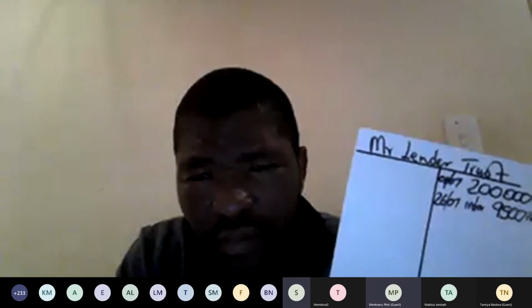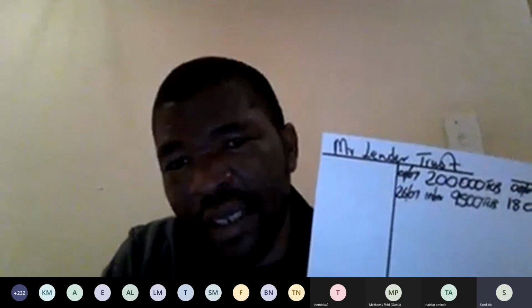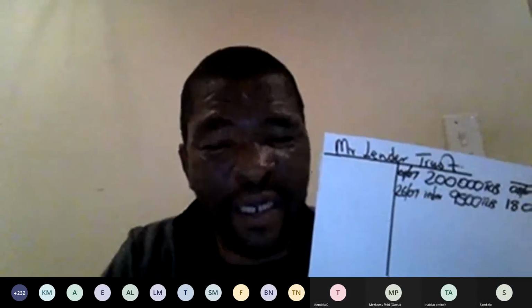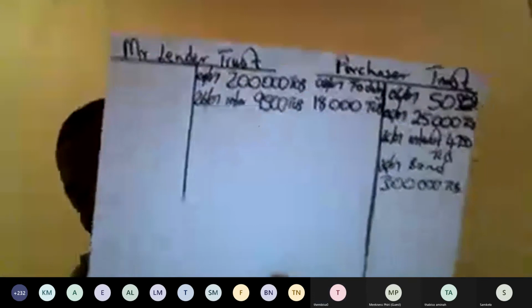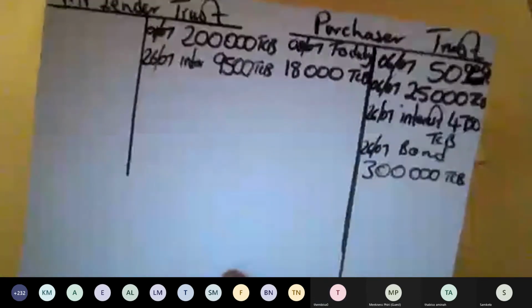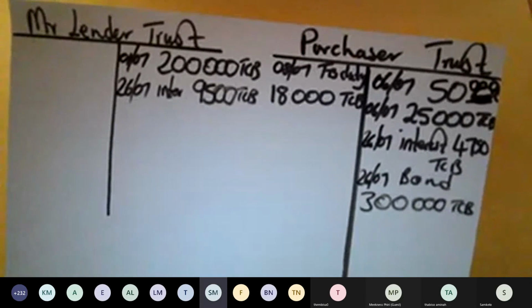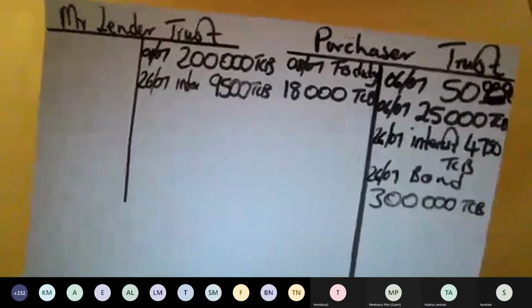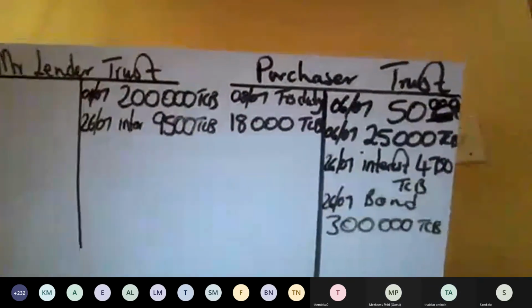Can you raise the paper up again, advocate, please? John, you are correct there. The legal practice fidelity fund now becomes one of your trust creditors, because you have credited their trust ledger there. That shows that you owe them that money. So they are one of your trust creditors. That is the purchaser's trust, credited with that amount of 300,000 rands.